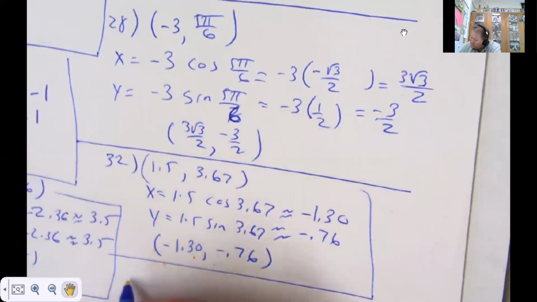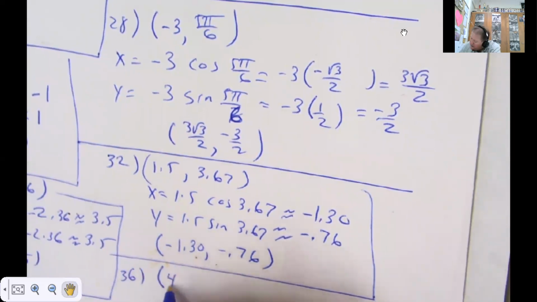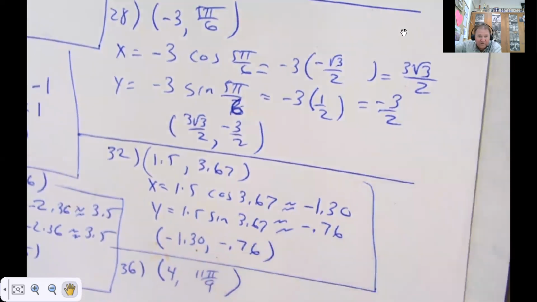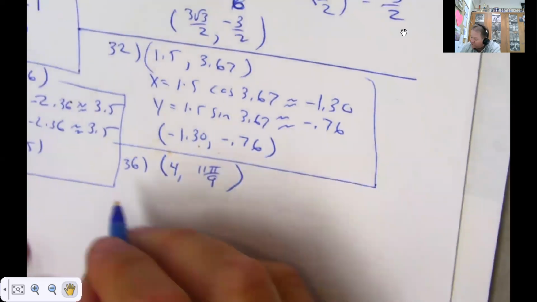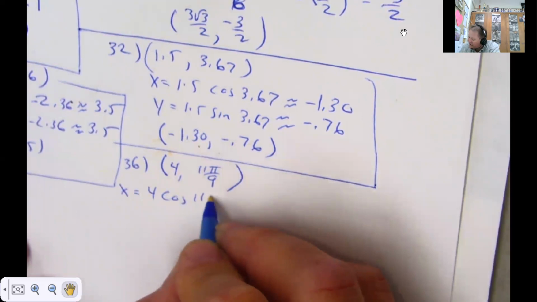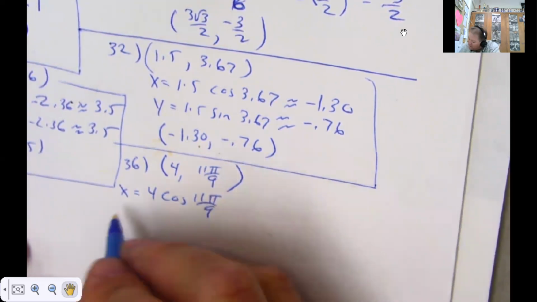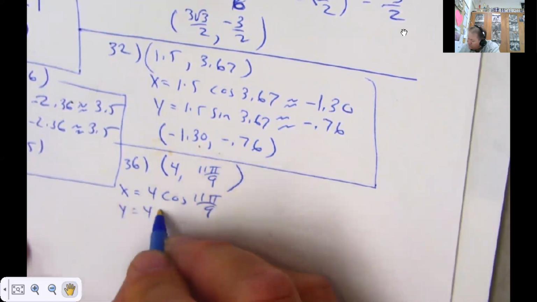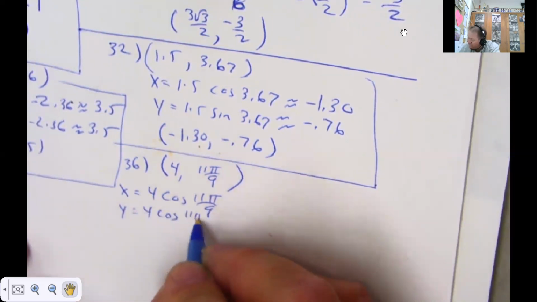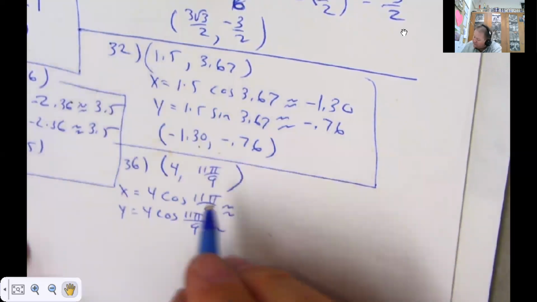Yep. So this is going to be for 36. The polar coordinates are 4, 11 pi over 9. And that's not a unit circle value, so I will need to use a calculator. So x is going to be equal to r times the cosine of 11 pi over 9 radians. Radians, make sure you're in radians. And y is going to equal 4 times the cosine of 11 pi over 9 radians. All right, let's get a calculator and do this.